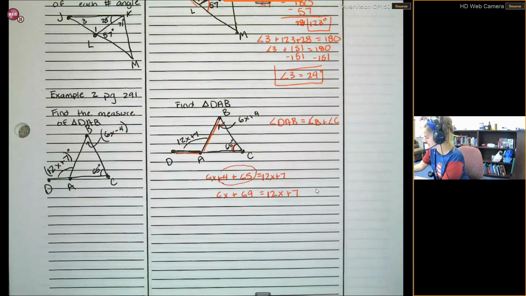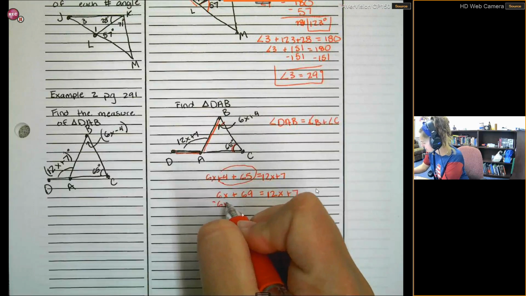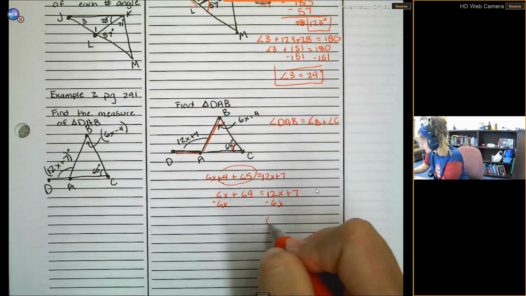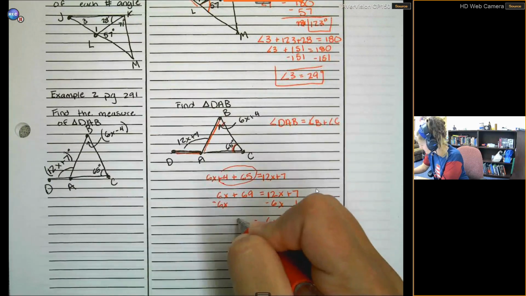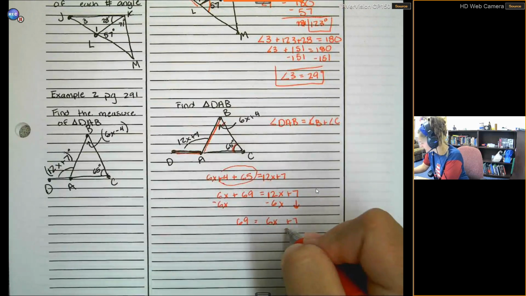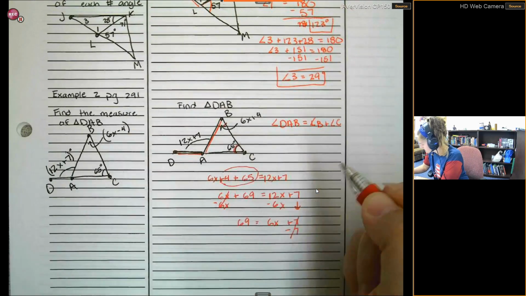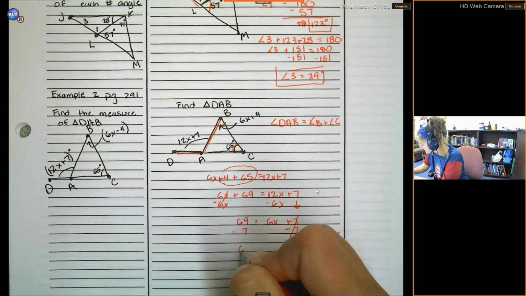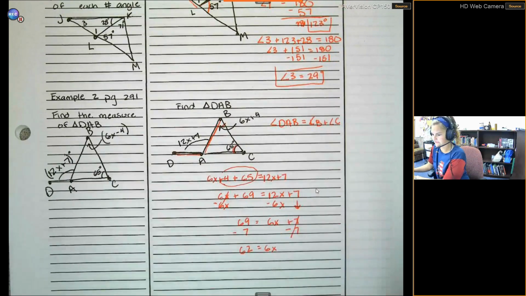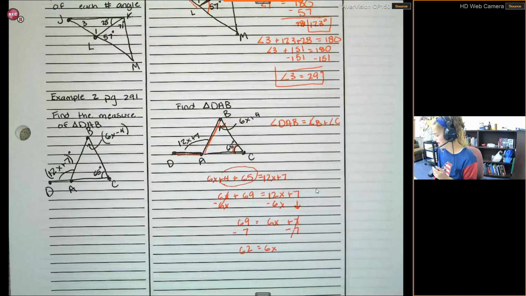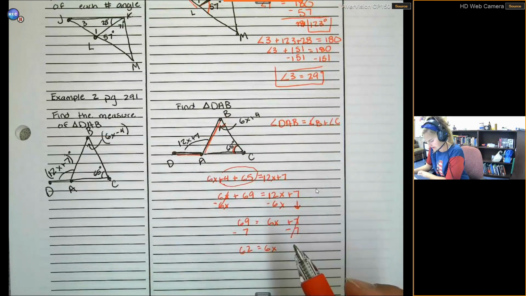Alright, so we want all the x's on one side and all the numbers on the other. So I'm going to take the smaller x from the bigger x, now that we know that this is 12x. Okay, and then we want to put the numbers on the other side. And that'll be 62 equals 6x. And then we just do what to finish this? Divide. So 10.3 is what I got.